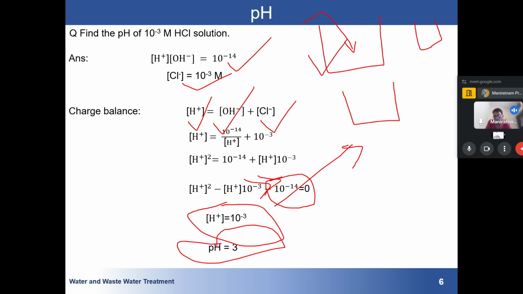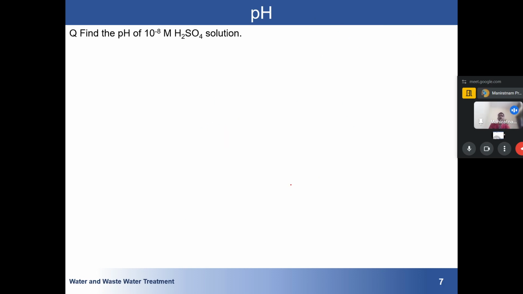From the next class onward we will be solving a question where I cannot neglect the 10 to the power minus 14 term. The question is to find the pH of 10 to the power minus 8 molar H2SO4 solution.